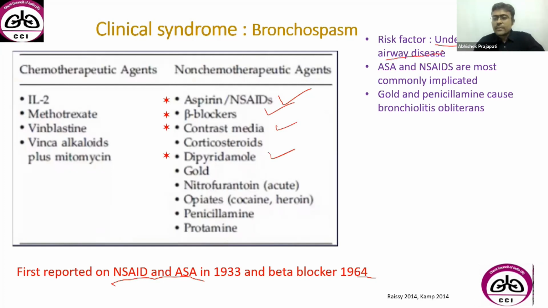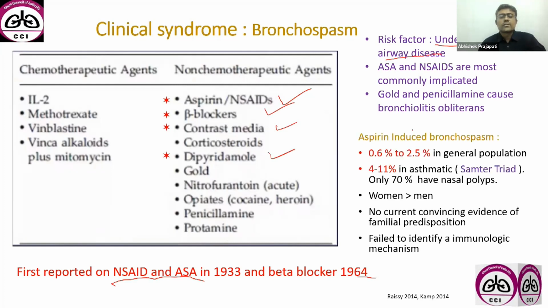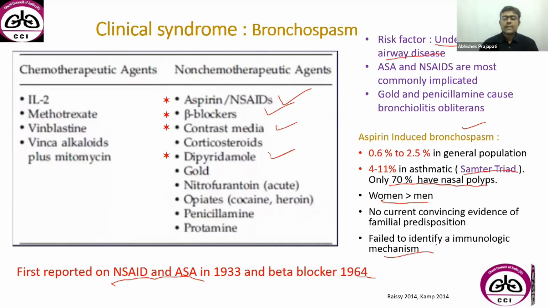Aspirin and NSAIDs are most commonly implicated, and gold and penicillamine can also cause such injury, but mostly it will be bronchiolitis obliterans. If we talk about aspirin-induced bronchospasm, the incidence rate is 0.6 to 2.5%, and 4 to 11% in asthmatics. We all know Samter's triad: eosinophilia, asthmatic patient, and nasal polyps. We all know only 70% of patients have nasal polyps. Women are more affected than men, there is no convincing evidence of familial predisposition, and studies failed to identify an immunologic mechanism.